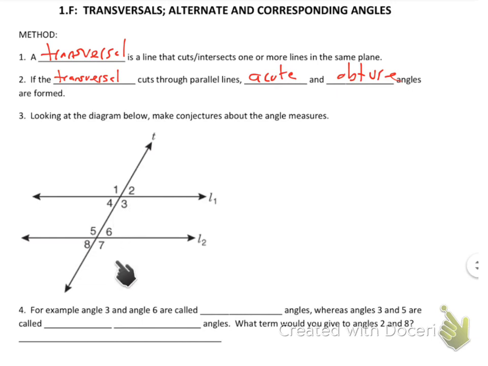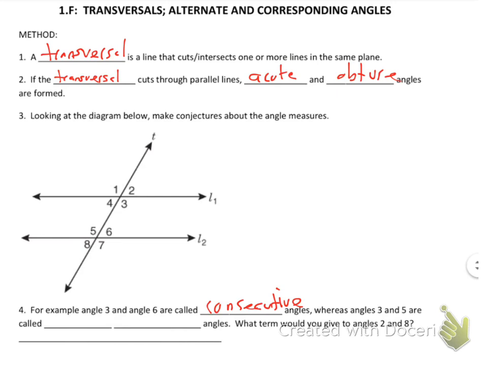3 and 7, 2 and 6, 1 and 5. They look to be the same because they are the same. There's names for all of these. So, 3 and 6 are not the same. Those have a name. And these are called consecutive angles.